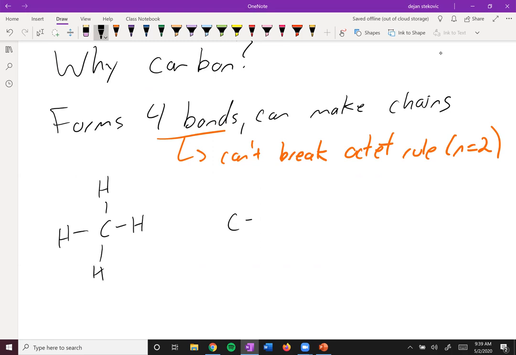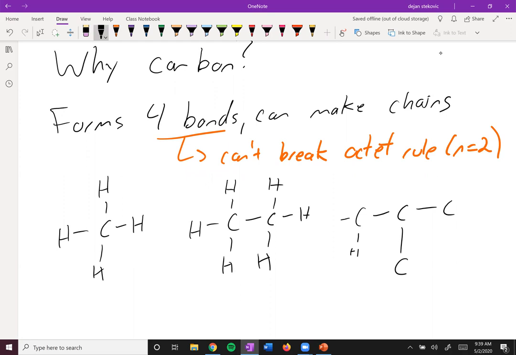This is methane, and then you could extend it to 2 carbons with all hydrogens attached, and go on and so forth. And then you could even branch carbons, right? Something like that. And then, just add the rest of the H's. So it can form these chains and these branched chains.